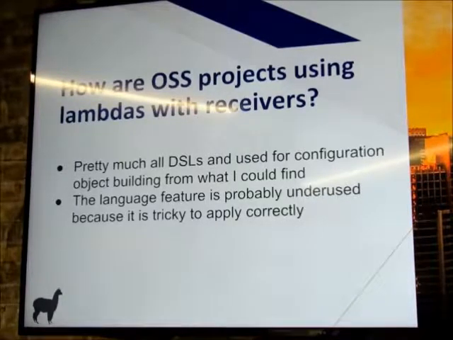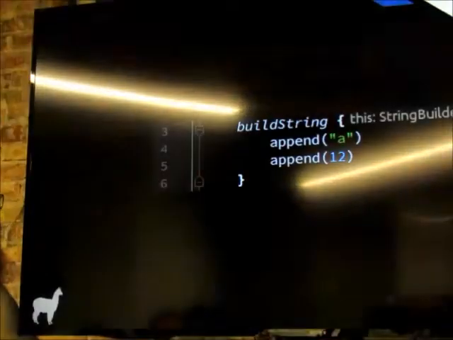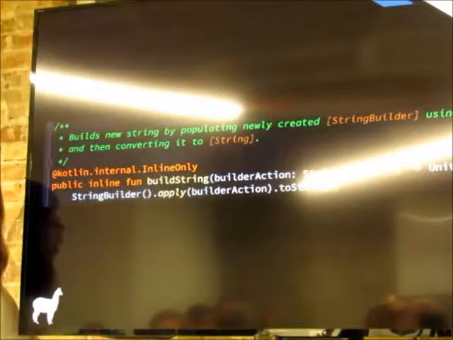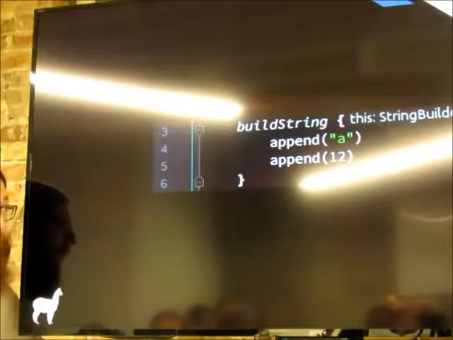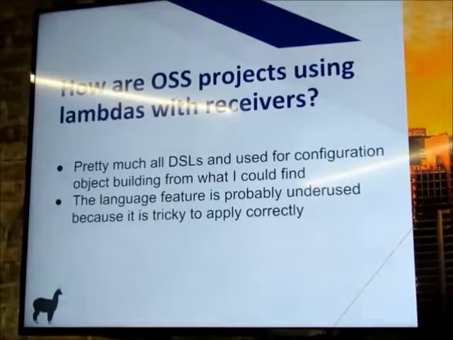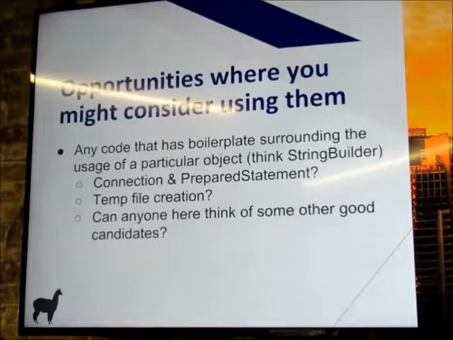I think the big one to really consider is stuff like build string, where you have this pattern of something you always do, and the builder type object always follows this sort of pattern. Why not encapsulate it into some sort of Lambda with receiver? So the opportunities I see: any boilerplate type code.